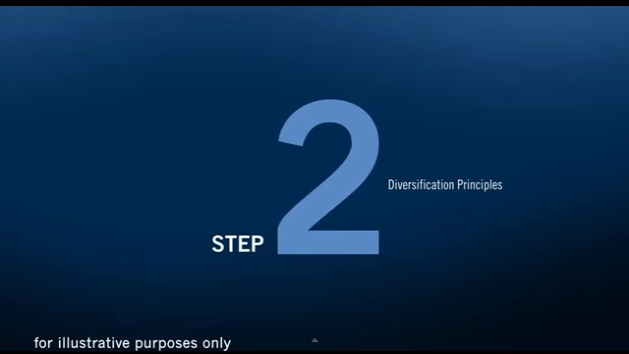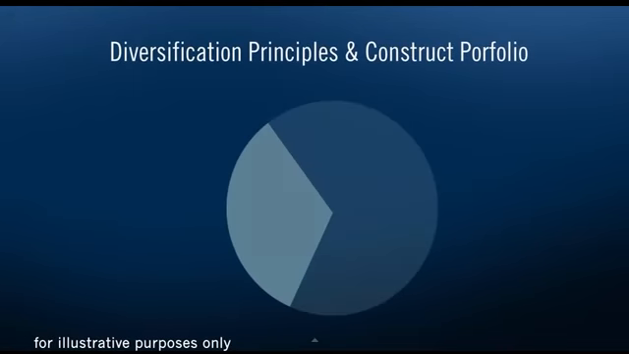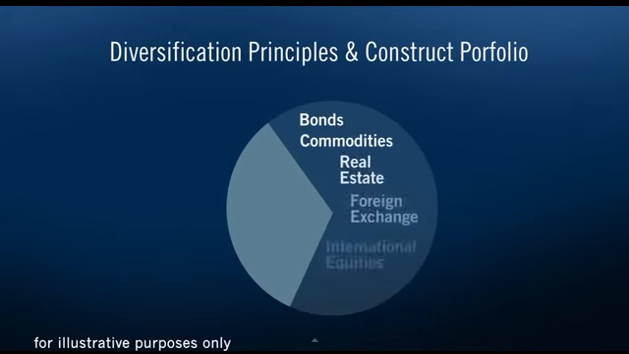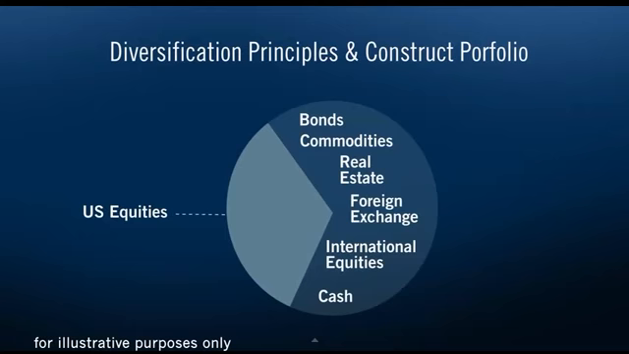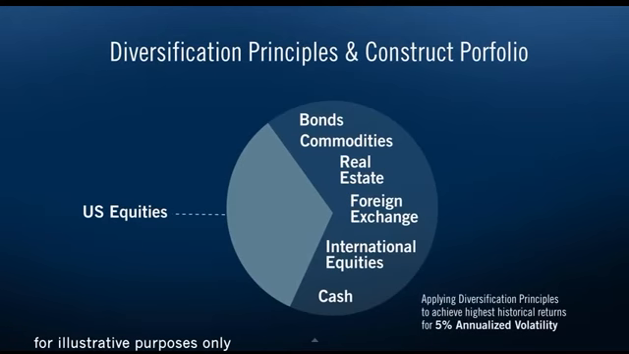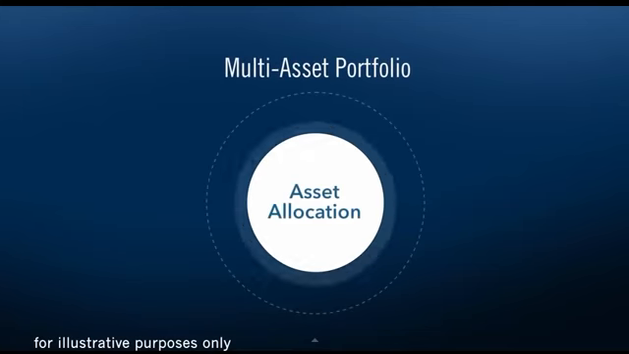The second step of the asset allocation process is to combine the sector momentum basket with the other assets. This is achieved by applying diversification principles and constructing a portfolio that seeks to achieve highest historical returns for 5% annualized volatility. The result is a diversified, multi-asset portfolio.